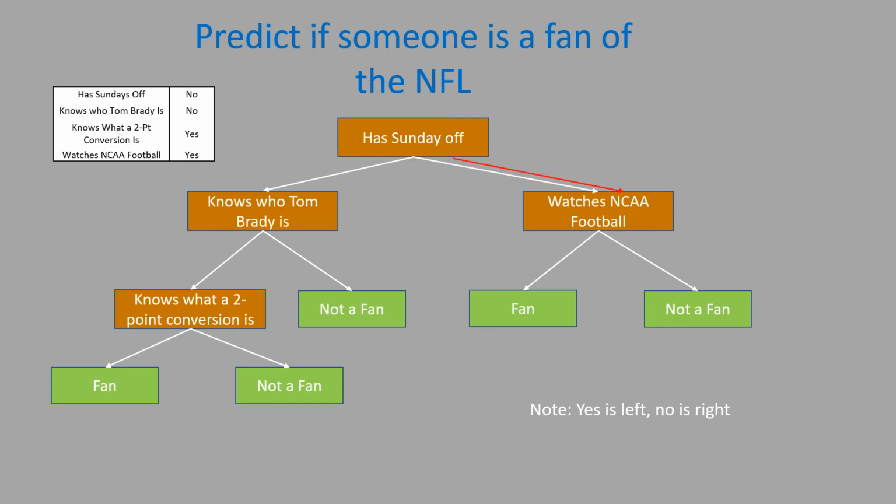Let's see if this person watches NCAA football. They do, so we'll go to the right, and we arrive at a leaf node. So we're predicting that this person is a fan of the NFL.